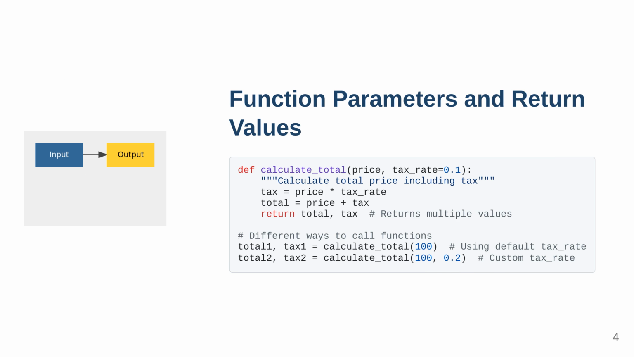Functions can accept different types of parameters: required parameters, optional parameters with default values, and even variable numbers of parameters. Return values give functions the ability to send back results. Python functions can return multiple values as tuples, which can be unpacked into separate variables. This flexibility makes functions powerful tools for organizing code and processing data.